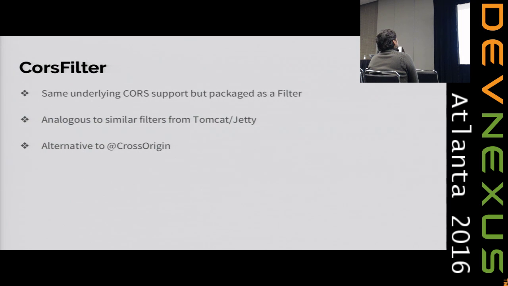And separately, there's a CORS filter, and that's something we added a little bit later on, basically as a result of feedback. It uses the same underlying functionality, but it's packaged as a filter. So it's basically just global-only configuration. And this is very analogous to similar filters from Tomcat and Jetty, except it's bundled with Spring. And it is an alternative to the CrossOrigin annotation. One reason why you might want to use this instead of the nice configuration model otherwise is that you can put this filter in front of Spring Security and deal with CORS ahead of Spring Security.